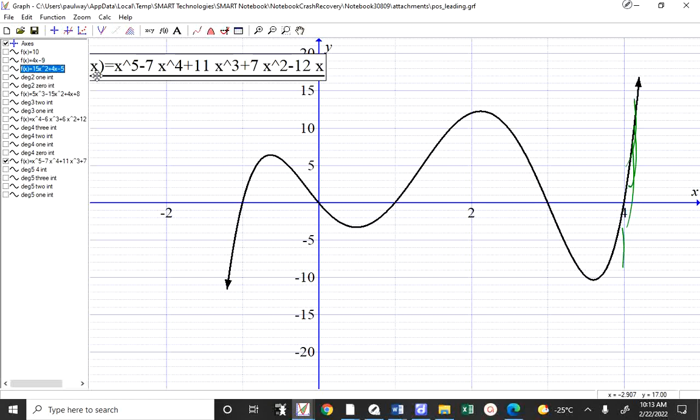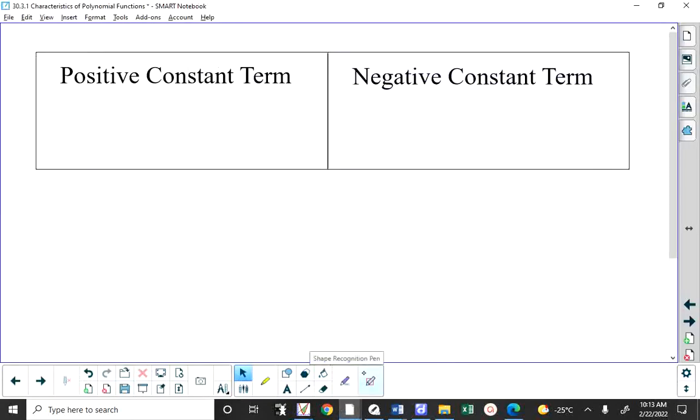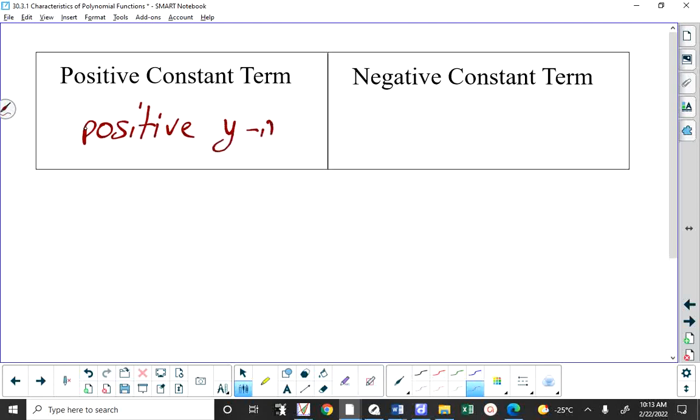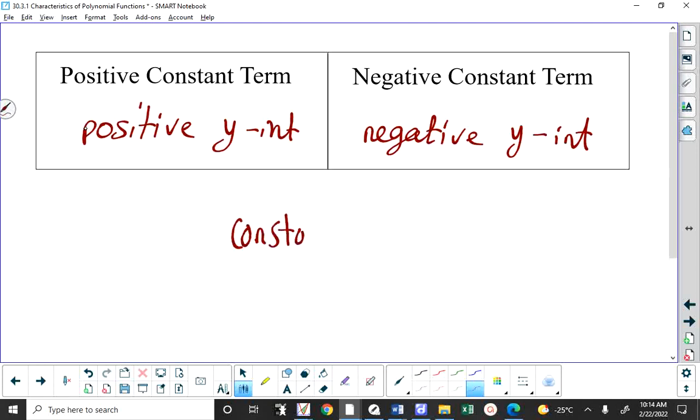So what we learn from that is that a positive constant term has a positive y-intercept. And a negative constant term has a negative y-intercept. In fact, I'm not quite sure why I made a big deal about positive and negative. The important point is the constant term is the y-intercept. That's what's important. So if the constant term is positive, the y-intercept is positive.